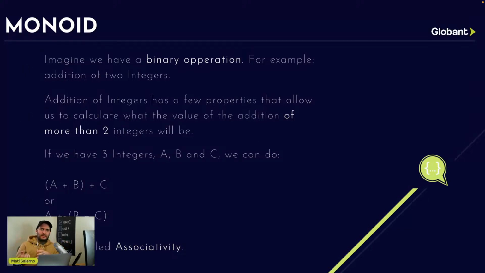So if we have a binary operation like the addition of two integers, for example, we can add these two integers. But if we have three integers, how do we add them? Because addition only works for two, right? But fortunately, we have some rules that allow us to do the addition of three numbers. What we have to do is first add two of them, and finally we add the last one. So, for example, if we have a plus b plus c, we can do a plus b and then plus c, or we could do b plus c and then plus a. And this is called associativity. And I'm sure that all of you know this from school.